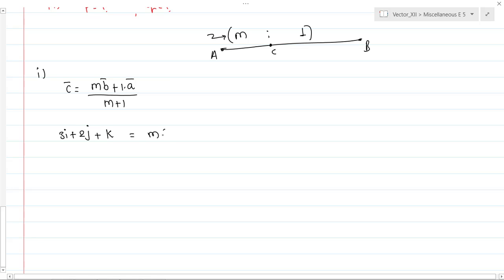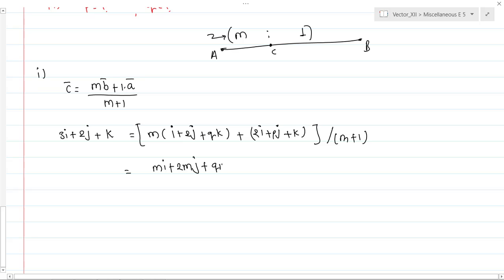This is equal to (m·B̄ + Ā)/(m+1), which is [m(1i + 2j + qk) + (2i + pj + 1k)] divided by m+1. Now let's open the bracket. So we will have mi + 2mj + qmk + 2i + pj + k, whole divided by m+1. Now let's group the same coefficients.